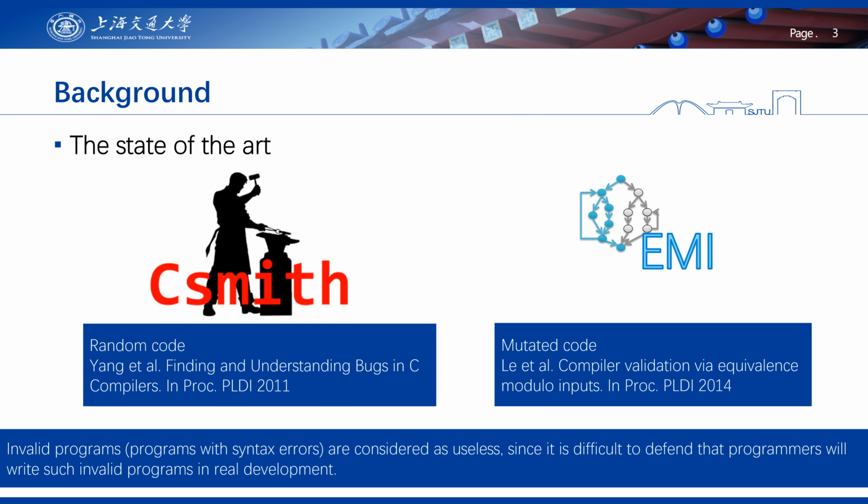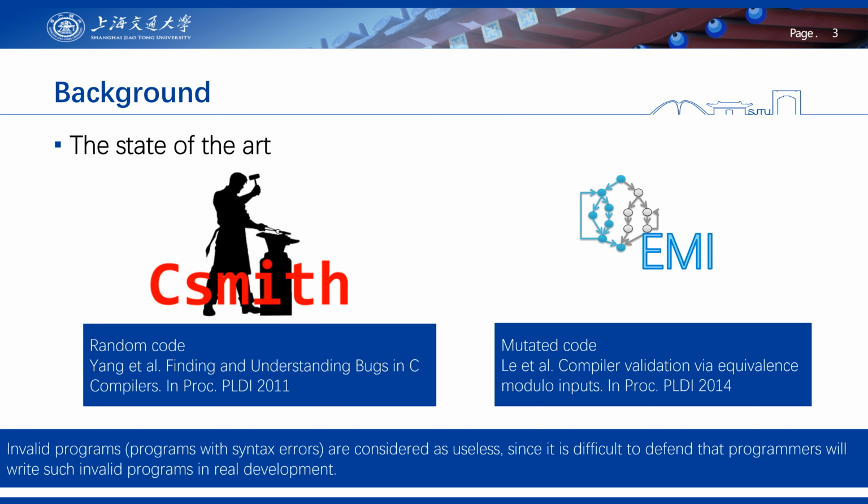The other is mutated code. For example, after it records the executed lines of a program, EMI changes untouched code lines to generate more test programs. They compare the outputs of original programs and mutated programs to find bugs.